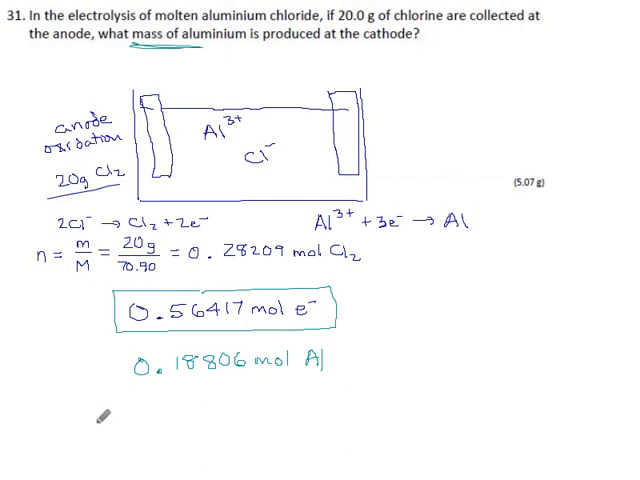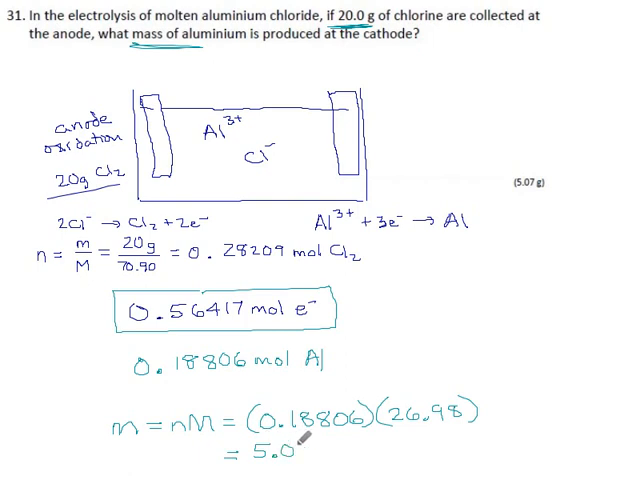And they wanted a mass. We know how to do that. Mass equals number of moles times molar mass. Molar mass for aluminum is 26.98. And from that I get 5.07381, etc. But our data had 3 significant digits, so our answer should only have 3, and that means it comes out to 5.07 grams of aluminum.